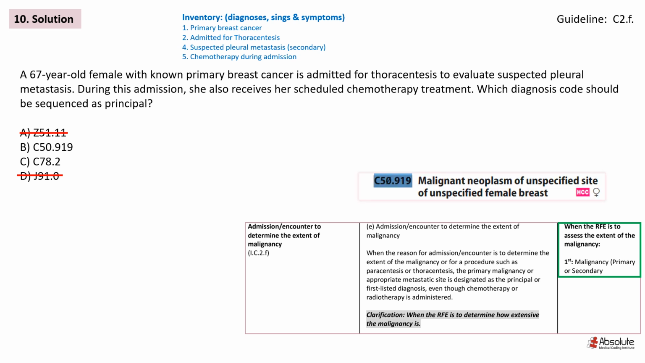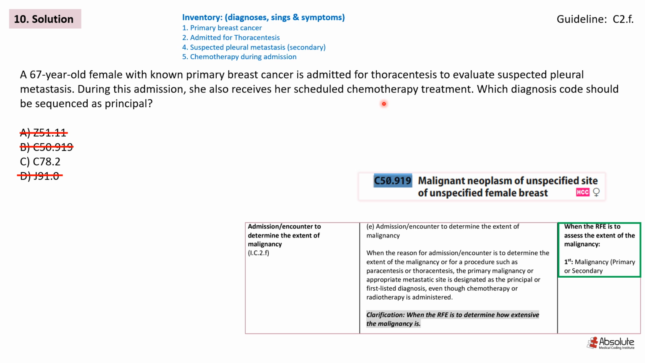And let's take a look at these codes. So we have C50.919, which is malignant neoplasm of unspecified site of unspecified female breast, which is definitely in line with our primary breast cancer. But we're going to eliminate it because this person is getting the thoracentesis to evaluate the suspected pleural metastasis. And I don't want to throw you guys all off, but if you look at this encounter, this person was admitted, which means that inpatient guidelines are applicable to this encounter. They are different than outpatient.